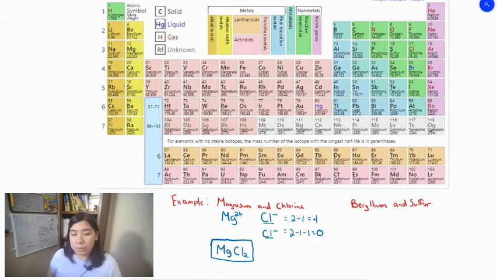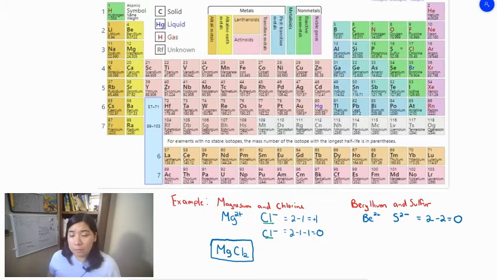Let's do one more example. First step, you need to write your symbol and the charge of the ion. So beryllium is right here, so again it's going to be +2. And sulfur is right here, so it's going to be -2. My second step is to make sure that when these ions are added together, the entire compound, so when they come together, the charges should equal 0. So let's see if they do. We know that beryllium is a +2 and sulfur is a -2, so 2 minus 2 equals 0. We know that the compound is going to equal 0.